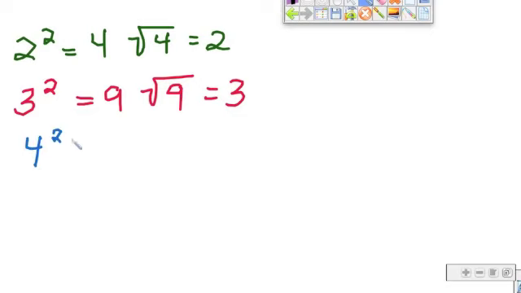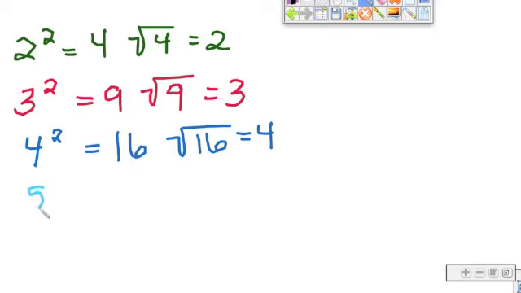4 squared, we just did this one, gives me 16. Square root of 16 is going to equal 4. 5 squared is 5 times 5, which is going to give me 25. So the square root of 25 equals 5. And you can make this chart for yourself and keep referring back to it if you like. You can make it all the way up to 100. Whatever works best for you.